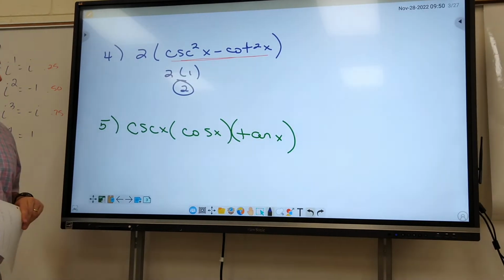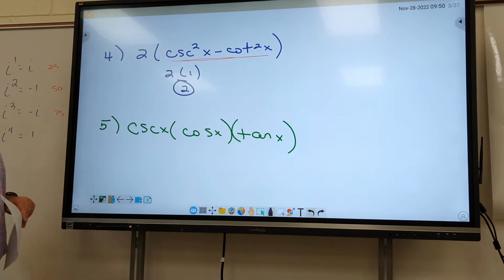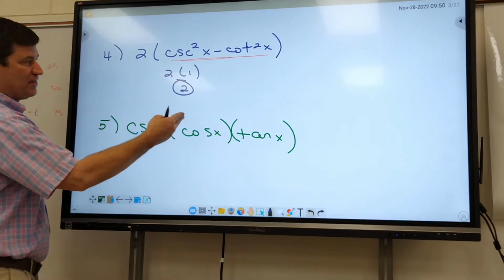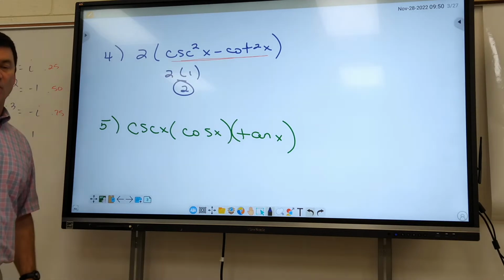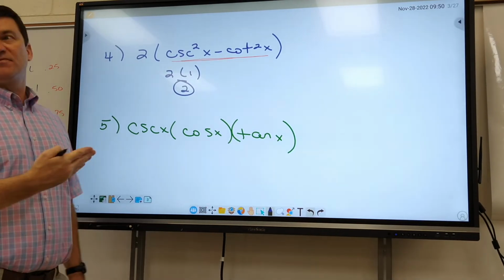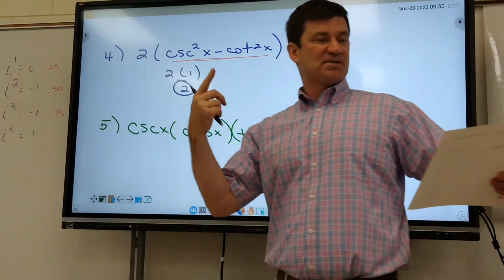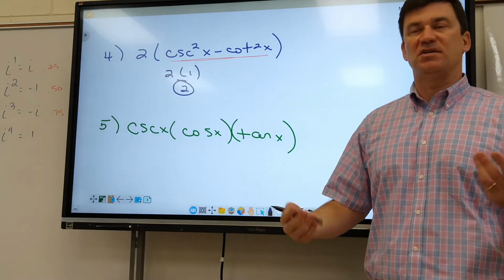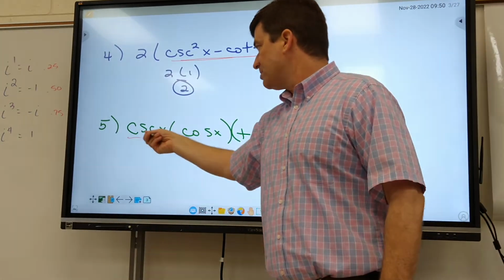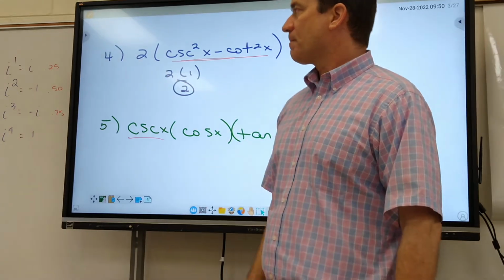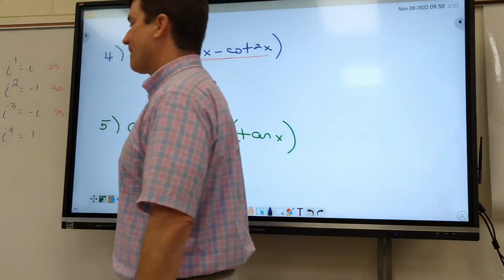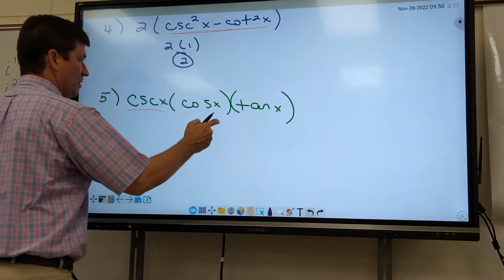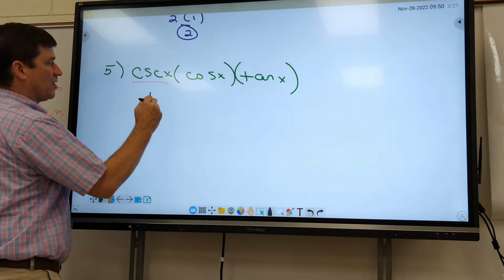All right, let's go to 5. 5's another easy one. Nathan, I don't have anything that's got a square, so I can't use my formula sheet. The next thing I have to do, if it's not written as a sine or a cosine, is change it. Willie, what do I change cosecant into? Look at the board. 1 over sine of x. So this is 1 over sine.